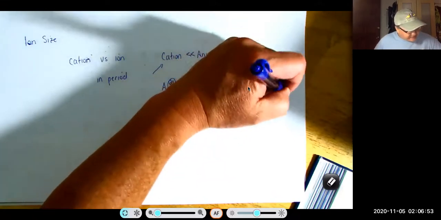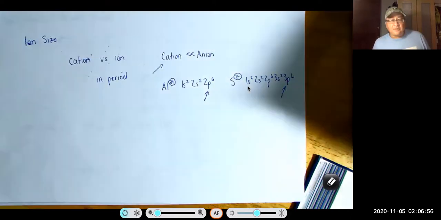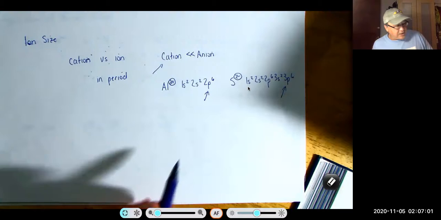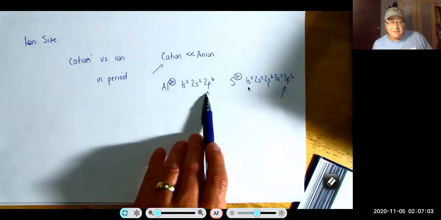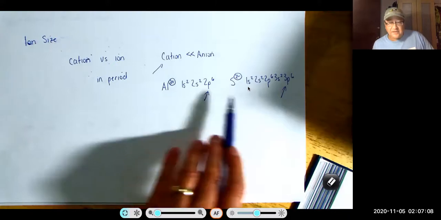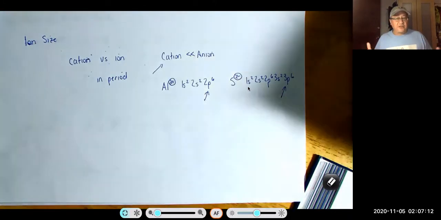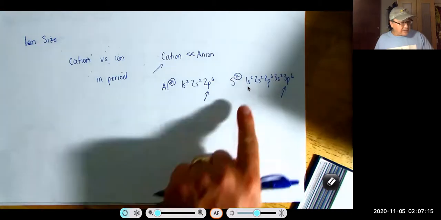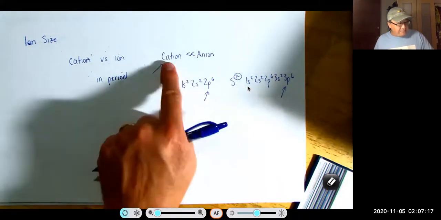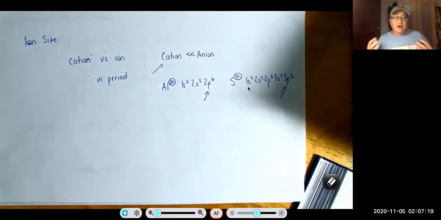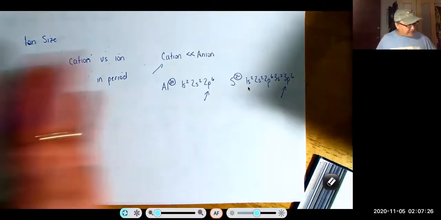So look at these. Why is the aluminum so much smaller than the sulfide? And the answer is because it only has electrons in the second shell in the ground state, and sulfide has electrons in the third shell in the ground state. That different shell makes all the difference in the world. So this guy's going to be a whole lot bigger than that because it's got a larger outermost occupied shell. Okay, so that's what's going on with the cation versus the anion.